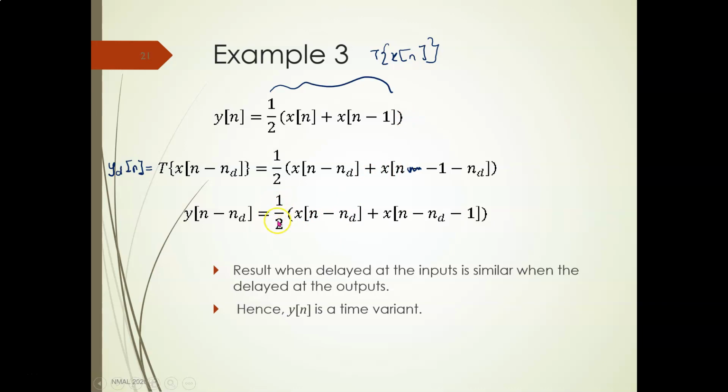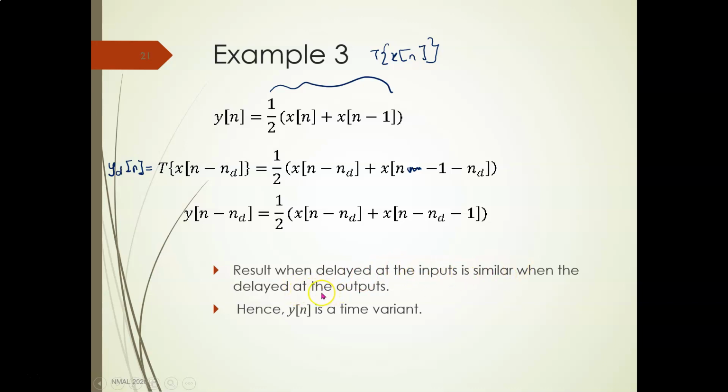So it's equal to 1 over 2 times x[n minus nd] plus x[n minus nd minus 1]. Okay, n minus nd minus 1. If we compare it here, it's actually the same. yd[n] here is the same as y[n minus nd]. So the result when delay is at the input is similar to when the delay is at the output.